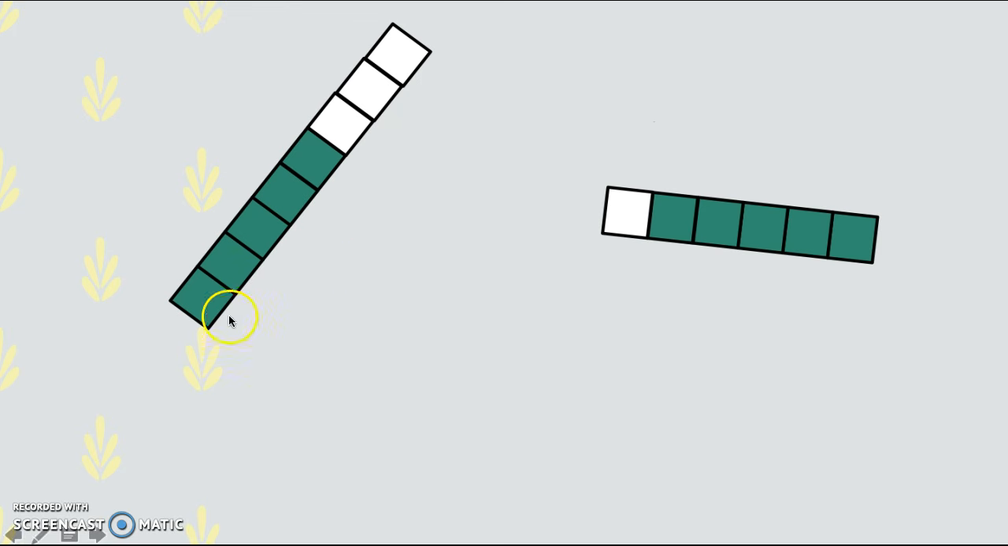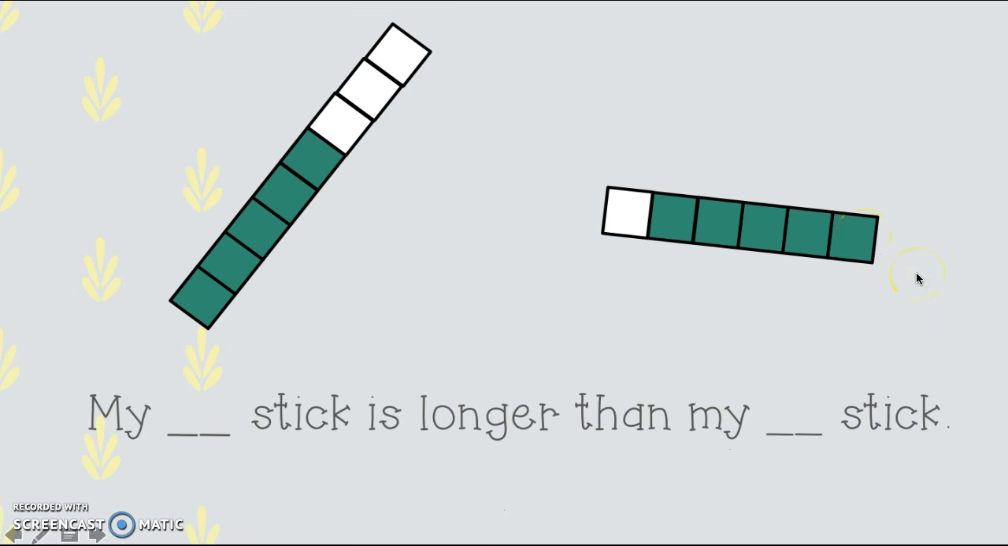Okay, how many are in this big long stick? Yep, 8. And in this one? Perfect, 6. All right, let's fill in our sentences. My blank stick is longer than my blank stick.